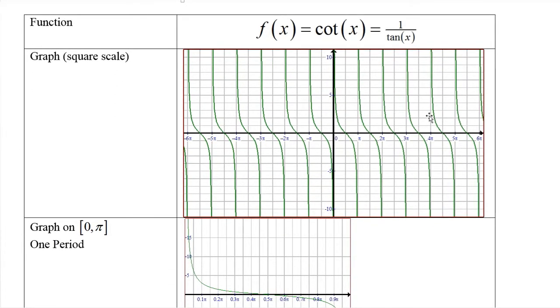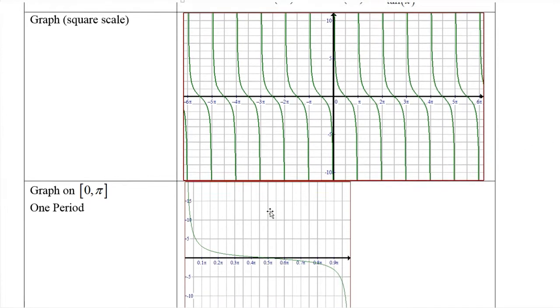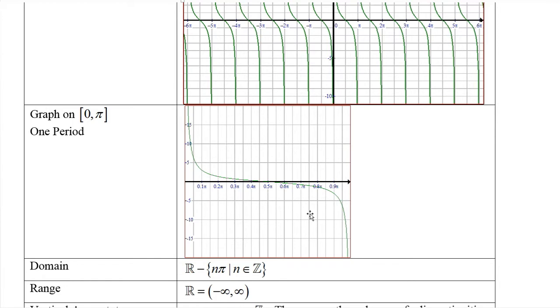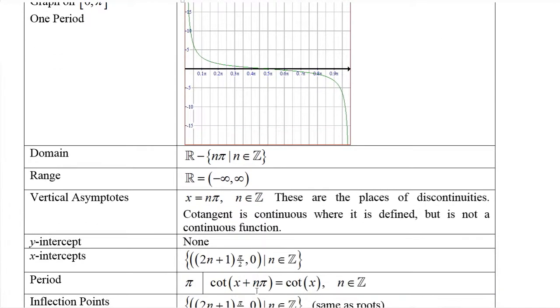Cotangent is decreasing where it's defined. It's periodic. You can see it here. It's the reciprocal of tangent. And graphed on one period, here's what it looks like. Notice it decreases concave up, hits the axis at the inflection point, and then decreases concave down, going toward the asymptotes. The vertical asymptotes happen at integer multiples of pi, so the domain is all reals except for n pi. The range is actually all reals.